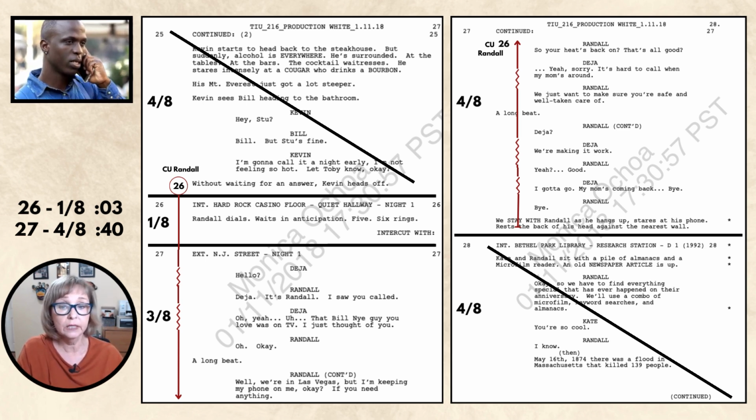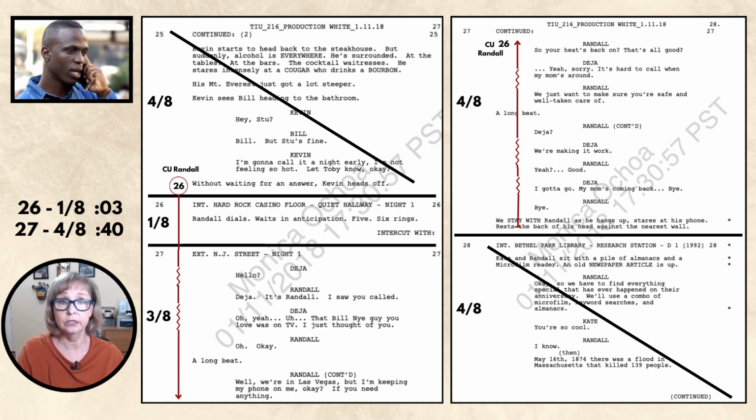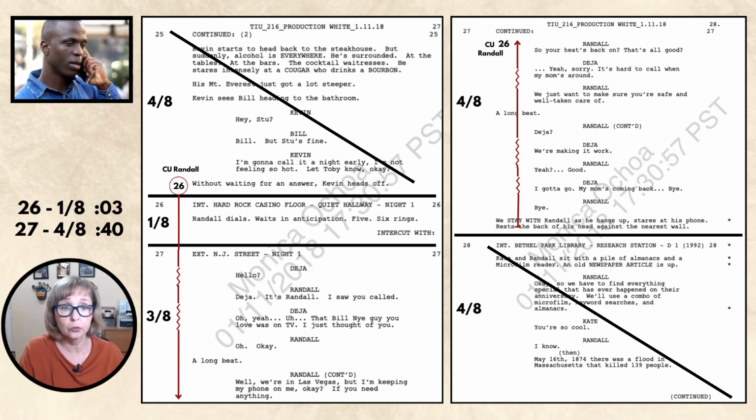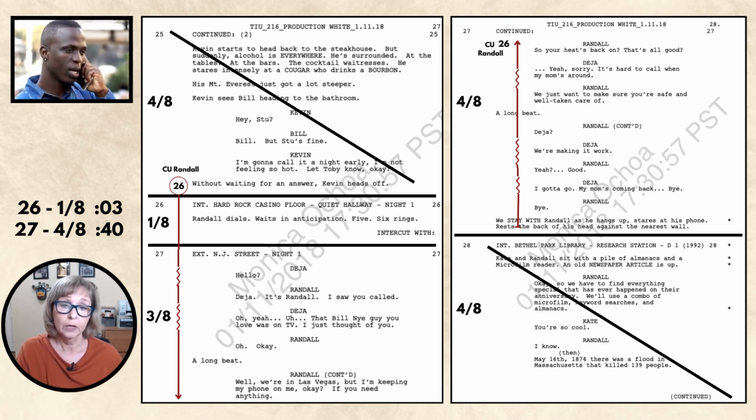We're putting a squiggly line for all of Deja's conversation because she's not there. It's a voiceover of her in another location, so that's why there are squiggly lines for all of her dialogue. When we go to credit this scene today, we're going to give a full credit for scene 26 because it's all Randall, and we're going to credit him 1/8 of a page. In scene 27, we're only going to credit partially, because we're only going to credit half of that scene.